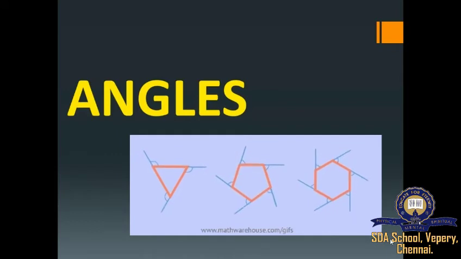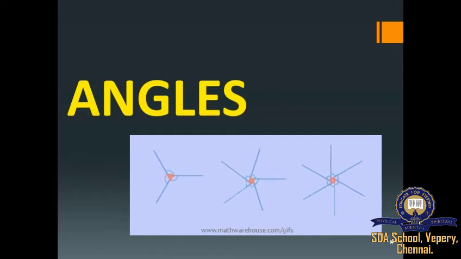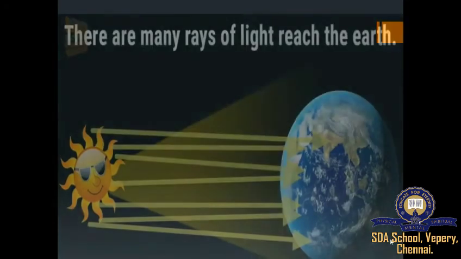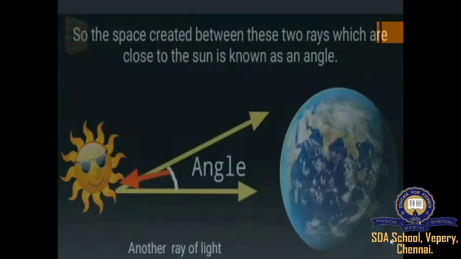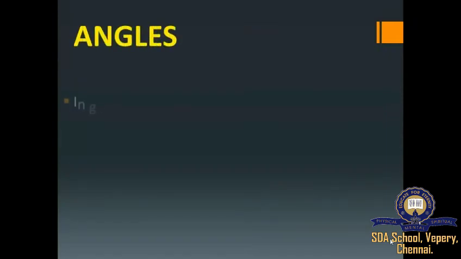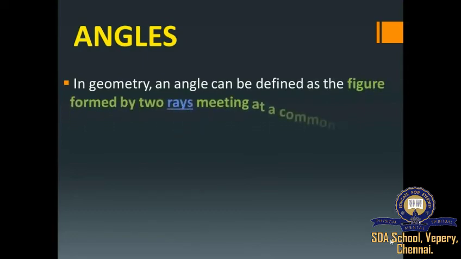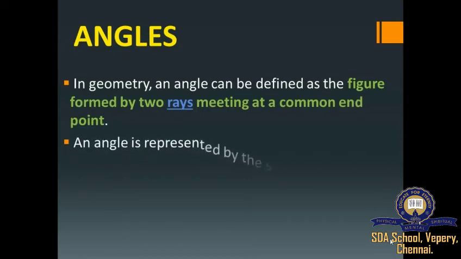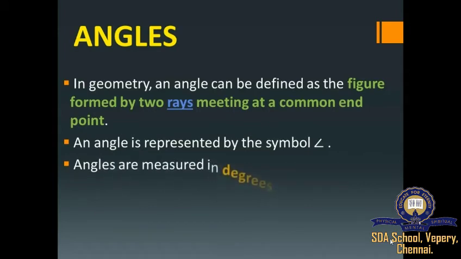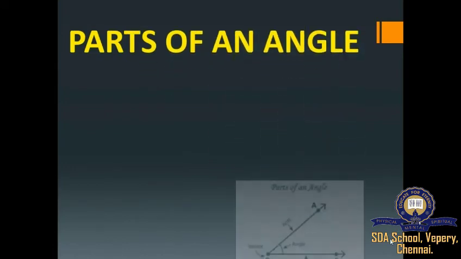So we learnt the concept of angles with the help of an example, right? So what are angles? In geometry, an angle can be defined as the figure formed by two rays meeting at a common endpoint. Okay, so generally an angle is represented by that symbol, and angles are measured in degrees using a protractor.